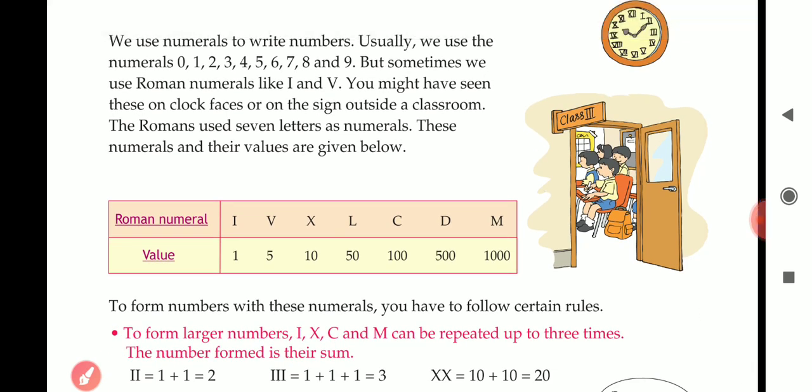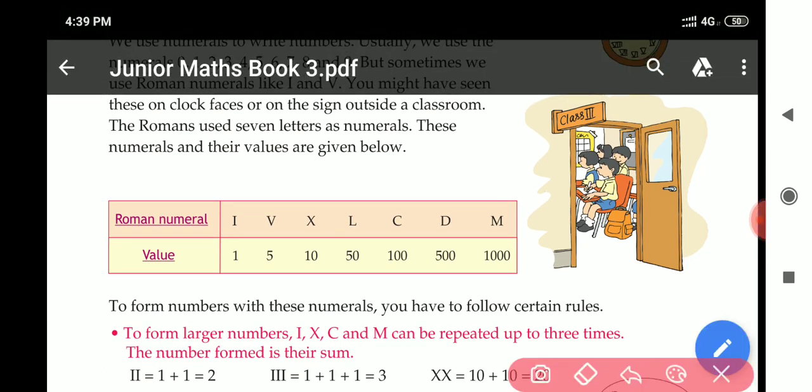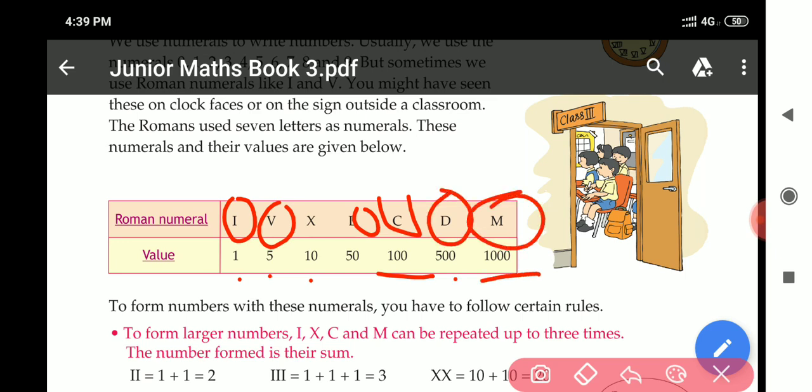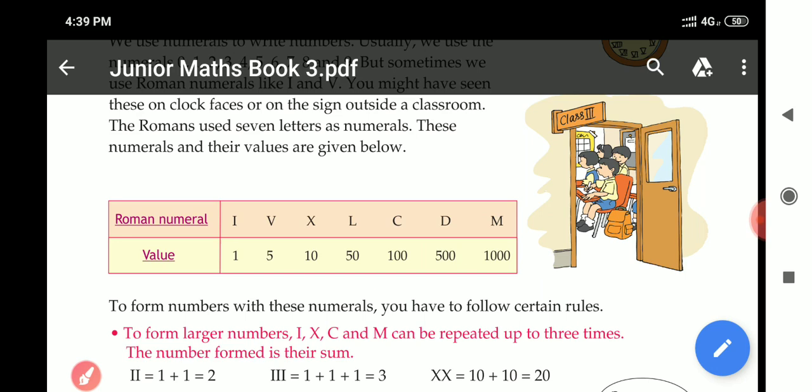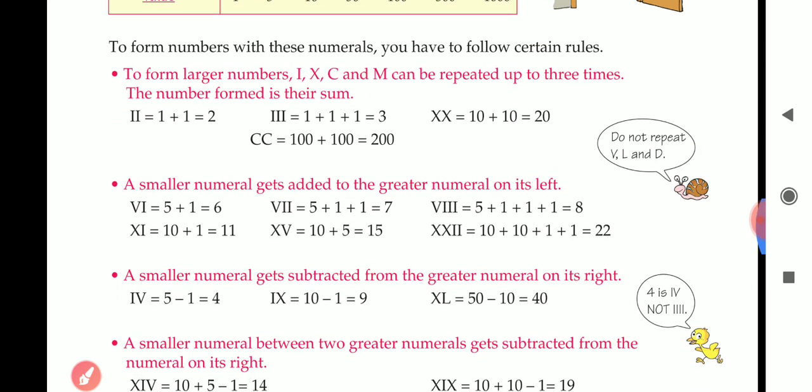See, now Roman numbers are given here and the values are also given here. 1 is denoted by I, 5 is denoted by V, 10 is denoted by X, 50 is denoted by L, 100 is denoted by C, 500 is denoted by D, and 1000 is denoted by M. Okay? To form numbers with these numerals, we have to follow certain rules, that is, how to write the Roman numbers. Now, move to the next part.